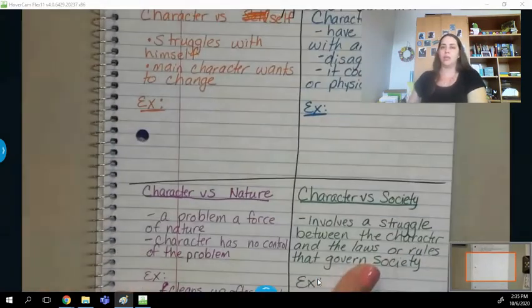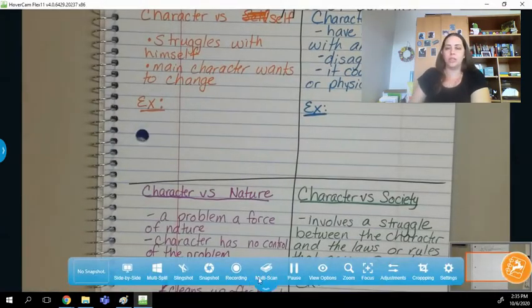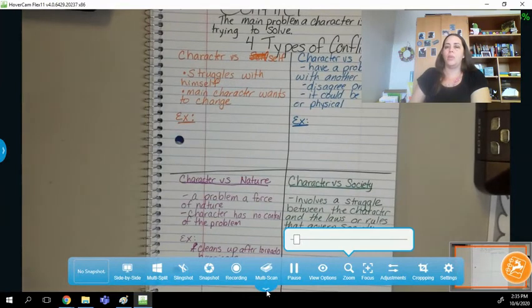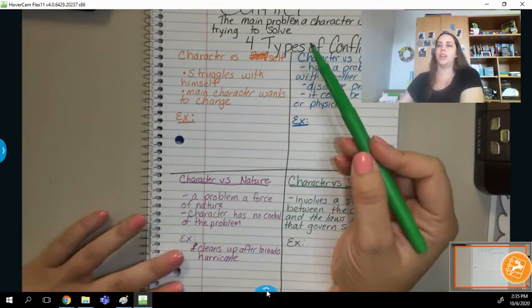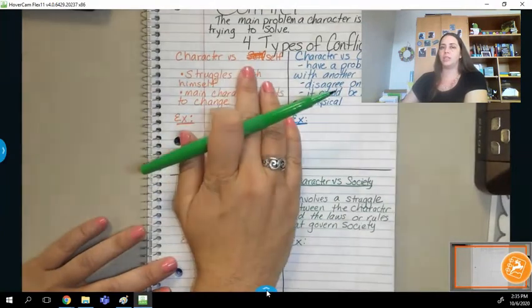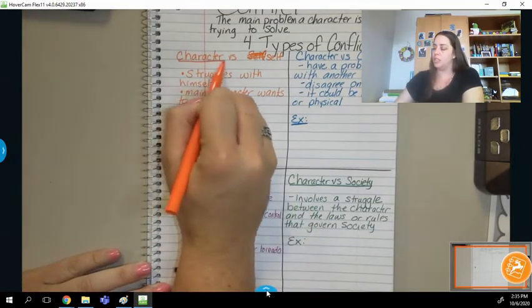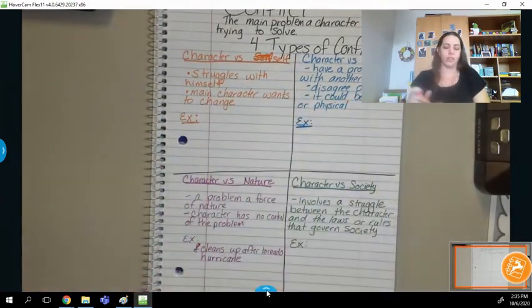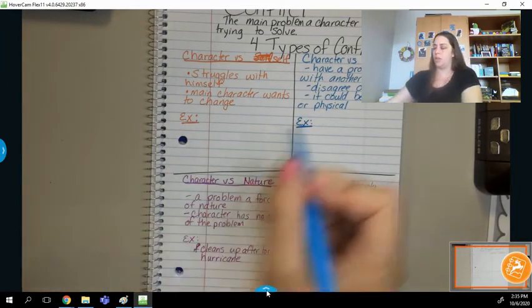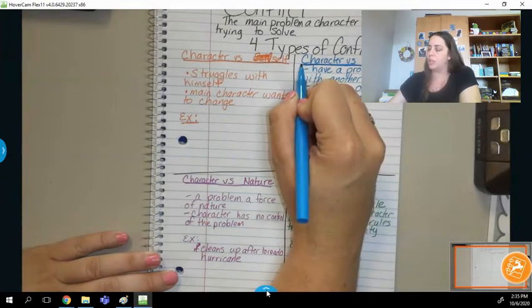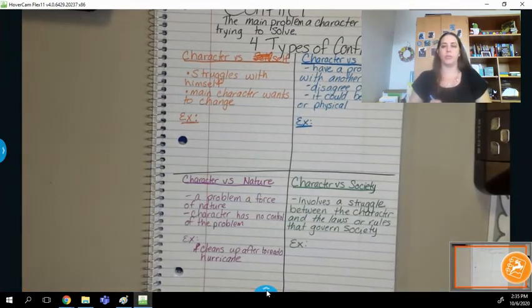So here again, I'm going to zoom out of this so you guys can see a little bit better. So we have our 4 types of conflict. Once again, it is the main problem that a character is trying to solve. We have our character versus self, so that is a character versus him or herself and how they want to change. You have a character versus character. This is the most common kind. This is a character who has to fight another character, either mentally or physically, to solve the problem.